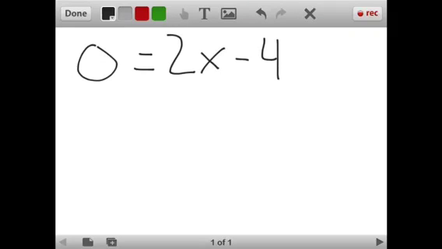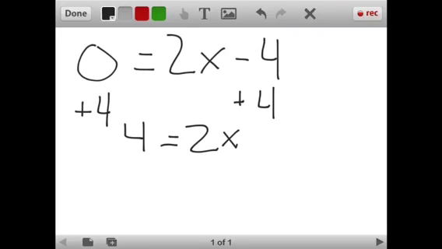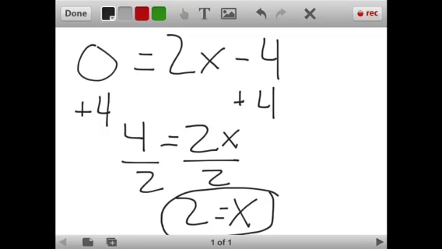0 equals 2x minus 4. You want to add 4 on both sides so it cancels out negative 4. You end up with 4 equals 2x. Then you want to divide by 2 on both sides so that you can get x by itself. Once you divide, you get x equals 2.